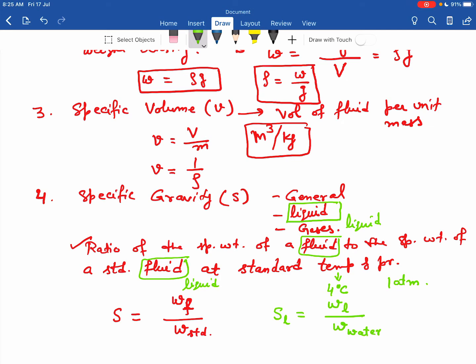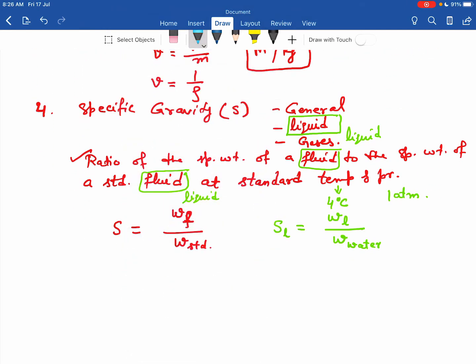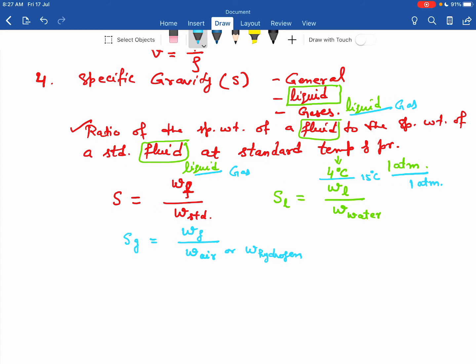Now in case of gases, the definition becomes the ratio of the specific weight of a gas to the specific weight of a standard gas at standard temperature, that is 15 degrees centigrade, and pressure, that is 1 atmospheric. So that becomes the specific gravity of a gas. So S for a gas we can write as w for gas divided by w of a standard gas. Now standard gas is either air or hydrogen. So that becomes the definition of specific gravity.